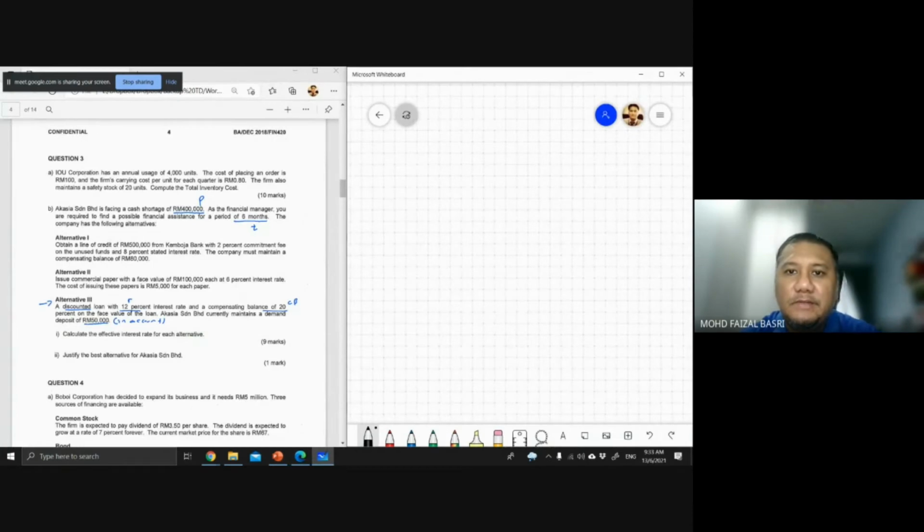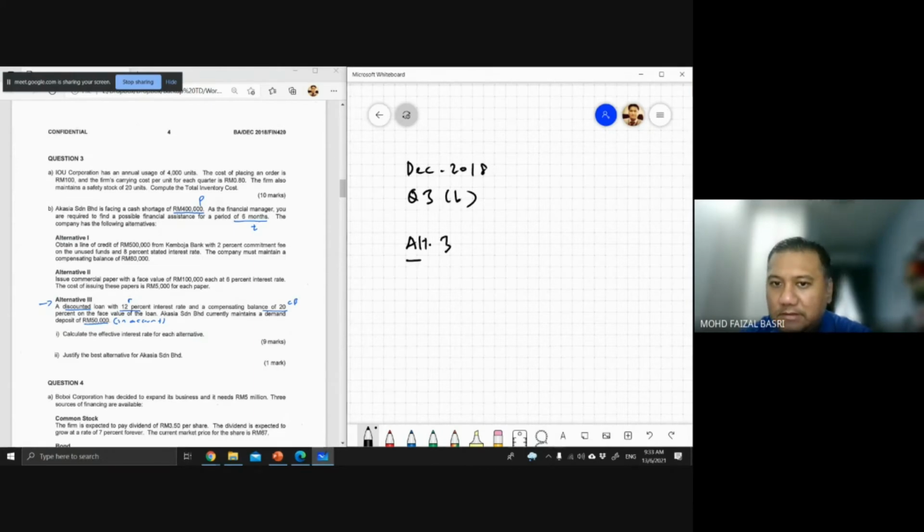Okay, so this is from December 2018, question 3B. Right, so we have to start with alternative 3, because 1 and 2 we haven't discussed yet. So for alternative 3, you have all of the information. So how to find the effective interest rate? I always start with interest. Okay, so the interest is based on principal of 400,000, because this is the amount that they need to borrow, 400,000.